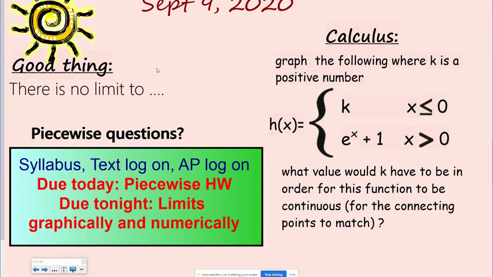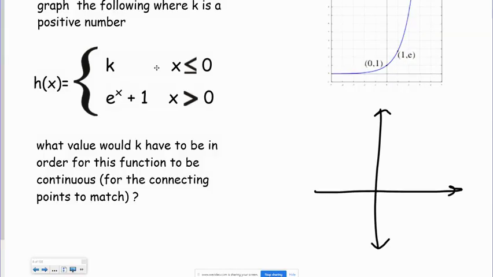The first problem I want to do with you on your guided notes is graph the following, where k is a positive number, and then tell me what value k would have to be. In order to graph this, remember h of x is just the code word for y. So there are two equations here for this piecewise function. y equals k for x less than or equal to 0. And so this is my breakpoint here, x equals 0. So let me go ahead and put in my breakpoint.